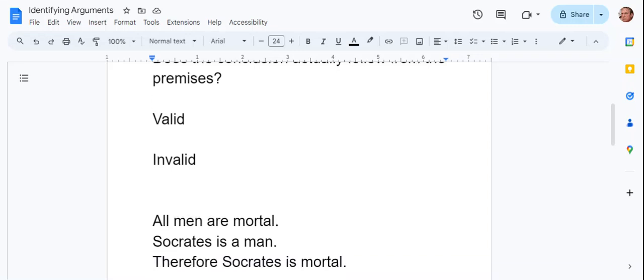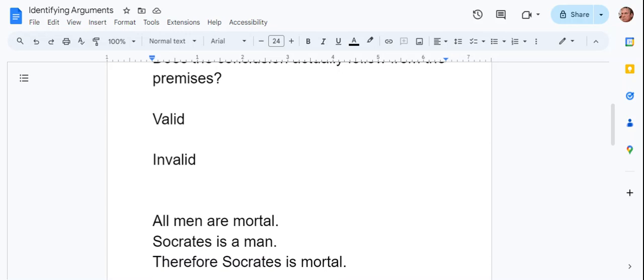Let's take a look at a sample argument. All men are mortal. That's premise one. Socrates is a man. That's premise two. Therefore, conclusion indicator, Socrates is mortal. So, in asking ourselves whether this particular argument is valid or invalid, what we're asking is whether the statement Socrates is mortal actually follows from the preceding two statements, the premises all men are mortal and Socrates is a man.